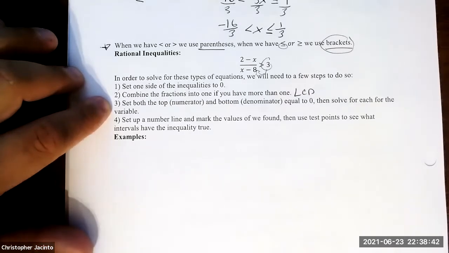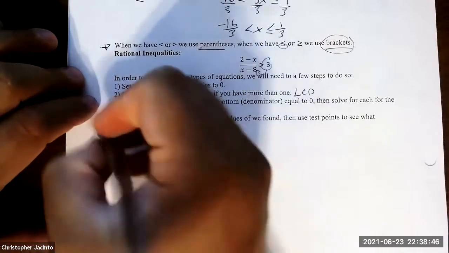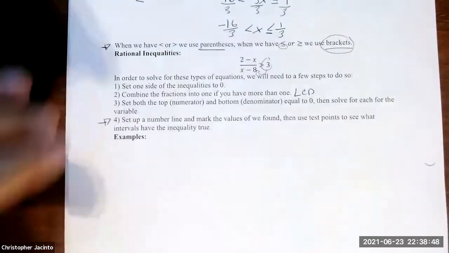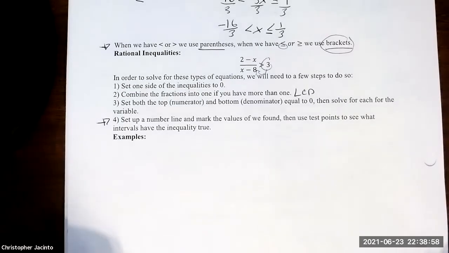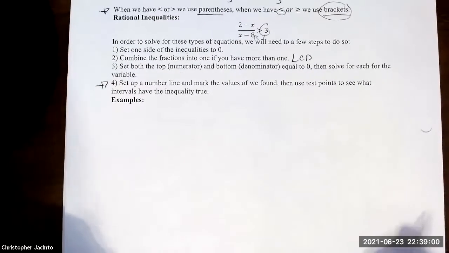So it's a little bit more work, like I said. And then finally, which is the most important step of all, we're going to set up a number line, mark those values on that number line, and test them. Now, there's a lot of information. If you're wondering what the heck all this means, the best way I can think of is to give you a simple example, and then we'll go from there. So let's just try a simple example and follow that format.